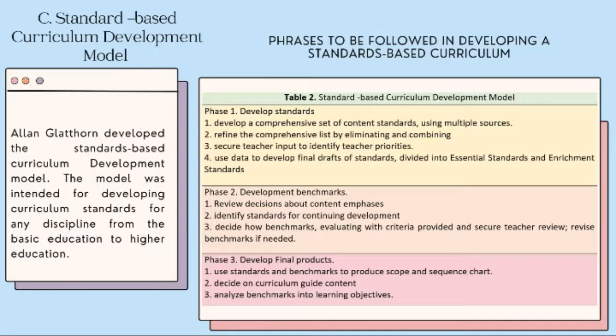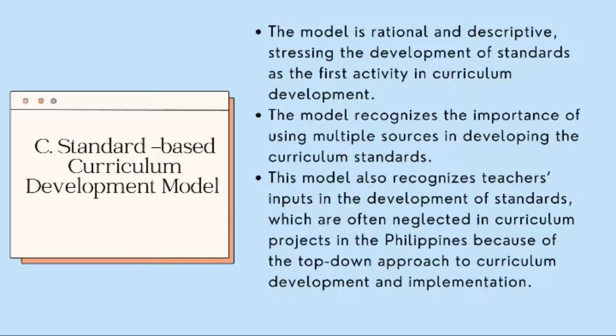Use standards and benchmarks to produce a scope and sequence chart. Decide on curriculum guide content, meaning we are already finalizing all the standards and benchmarks that we need from the first two phases. And so we now go to developing the final product, or the final set of standards that will be communicated to the teachers who will be implementing the curriculum. And number three, analyze benchmarks into learning objectives.